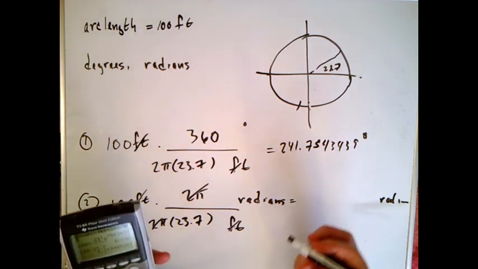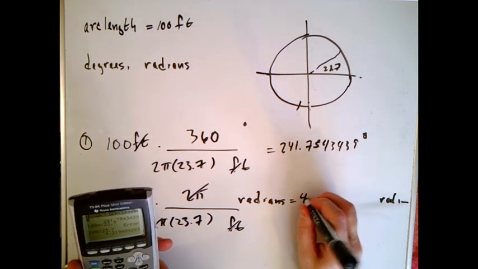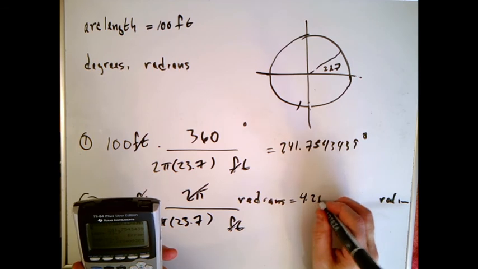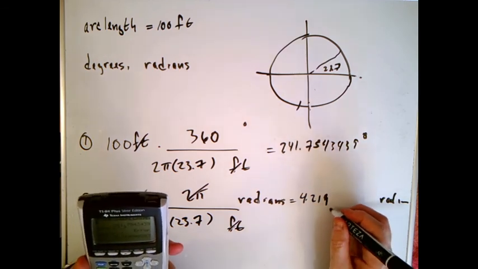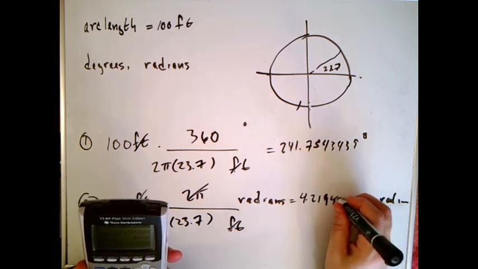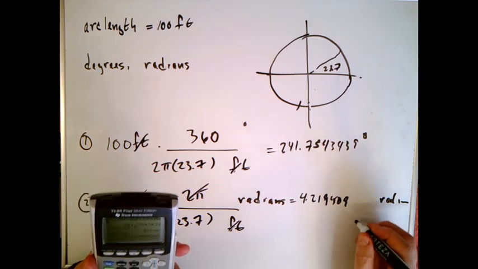And my calculator says something like 4.219. So my estimate was off a little bit. But I don't care. It was quick. It was decent. And that's what I want out of it.